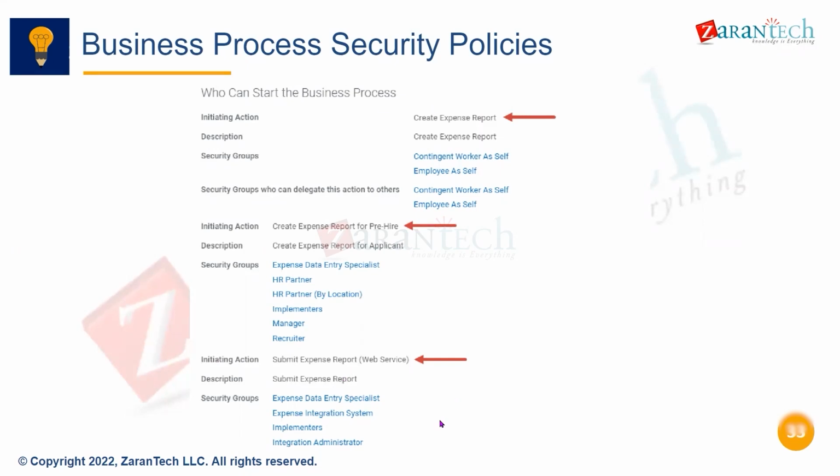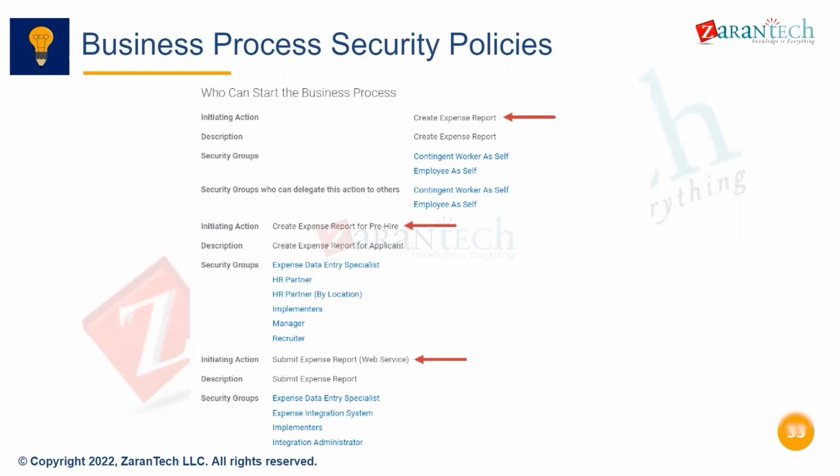So we define it based on each action for any kind of business process. Quick question: which is the report that tells me all these business process security policies? You can go to any view business process, BP, and the business process name. You can go to the business process, and from that, you can go to the view business process security policy. There it will take you to that.